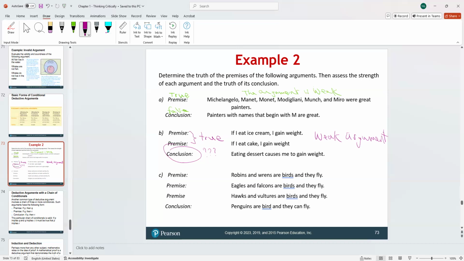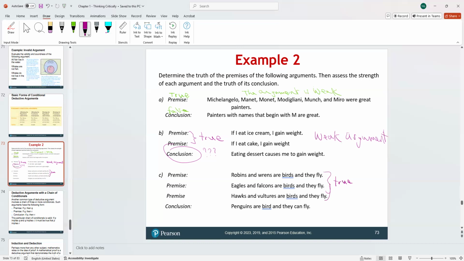Now, let's try another example. We have three premises. Robins and wrens are birds and they fly. Eagles and falcons are birds and they fly. Hawks and vultures are birds and they fly. You can verify those. Do you think the premises are true? Yes, they are all true, because they are all birds and they fly. So those premises are really true.